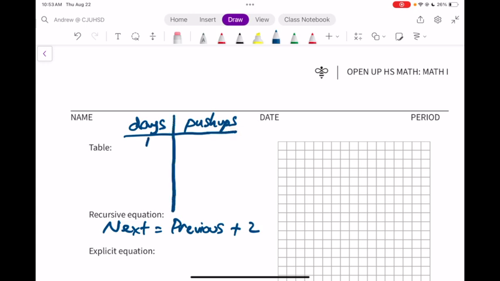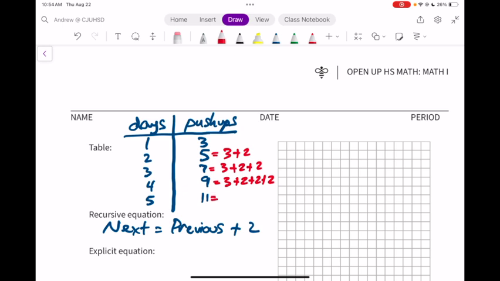On day 1, he does 3. On day 2, he does 5. On day 3, he does 7. On day 4, he does 9. If we project ahead one more day, that would be 11. So how do we get the numbers from 5, 7, 9, 11, etc.? Well, obviously, we're starting with 3, and then we add 2. And then we add 2 again. And then we add 2 again.